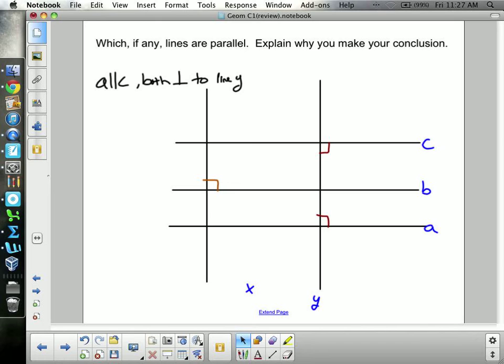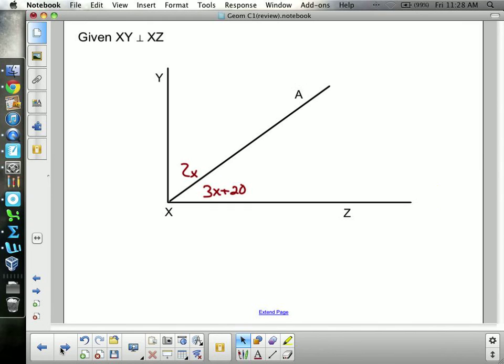That's the only parallel lines here. X and Y are not parallel, B and A are not parallel, B and C are not parallel. The only ones I know are C and A because they're both perpendicular to line Y. Just like here. A lot of people will look at this picture tomorrow or Monday, and if I put this on the quiz, would say 2X equals 3X plus 20 and solve that equation. Because our mind sees it, and we immediately want to jump to conclusions about it because that would be the easiest thing to do, rather than actually look at what's going on and weigh the evidence.